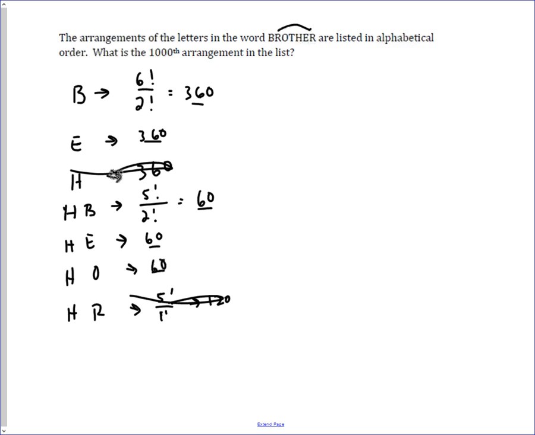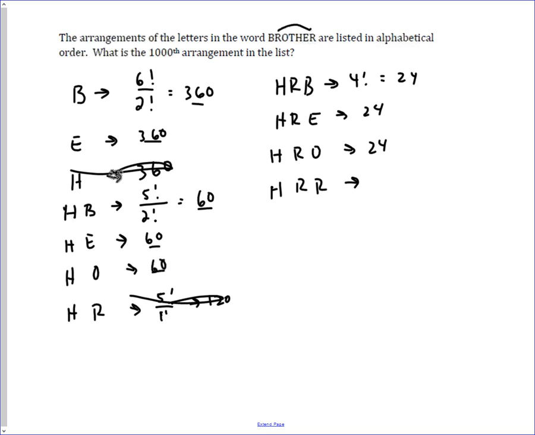So we're at 900 before starting with HR, so we look at HRB, the next possible one. That leaves us with 4 letters. We've already taken an R out, so there are no repeats. So it's just 4 factorial, which is 24. HRE is also 24. The next one is HRO, also 24. And HRR is also 24, no repeats left. That's 96, so that gets us to 996, so we need the 4th one after that.